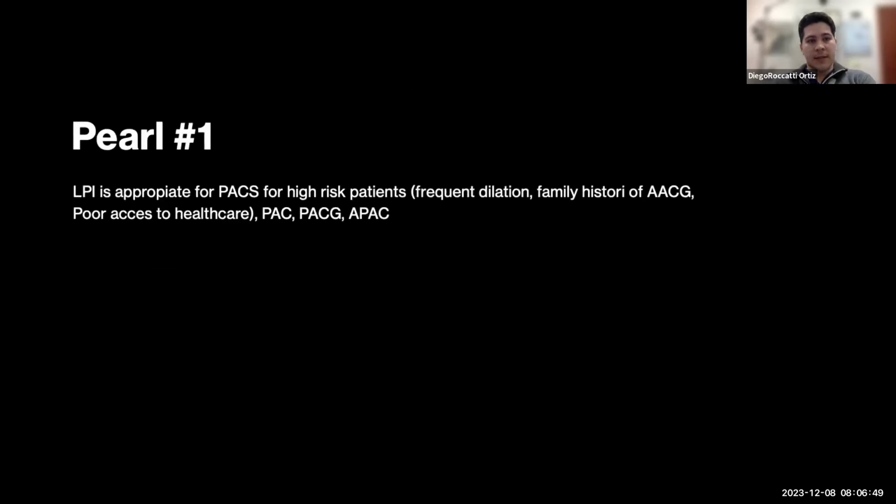So for my next, this would be the first pearl. LPI is an appropriate treatment option for PACS in high-risk patients. Examples are frequent dilation, family history of acute angle closure glaucoma, excuse the typo here, and poor access to healthcare. And of course, primary angle closure glaucoma, and acute primary angle closure.